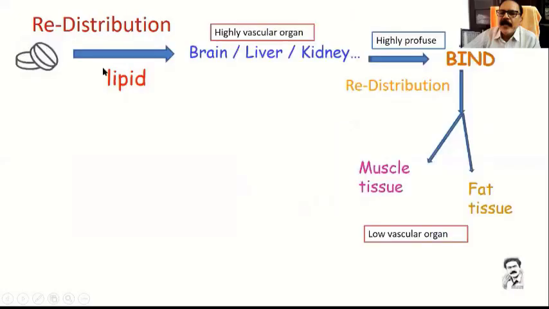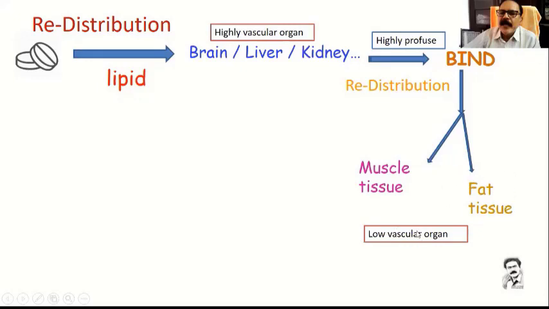When you take a drug, if it is lipid soluble, as I told you, the blood flow is very high in the liver, brain and kidneys. So the drug will first travel to these highly vascular organs, and it will be available abundantly in the brain, liver and kidney. From here, what happens? These organs will perfuse, that means they will give out, they will throw out the drug. When they throw out the drug, rebinding will take place and it will be redistributed. From the brain, liver and kidney, it will go into muscle tissue and fat tissue.